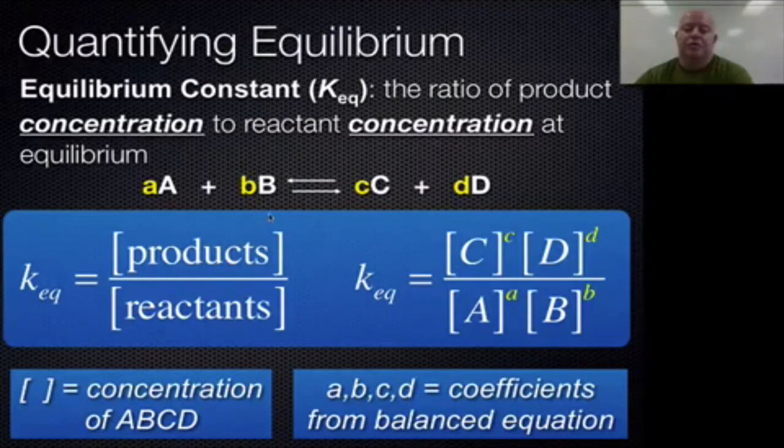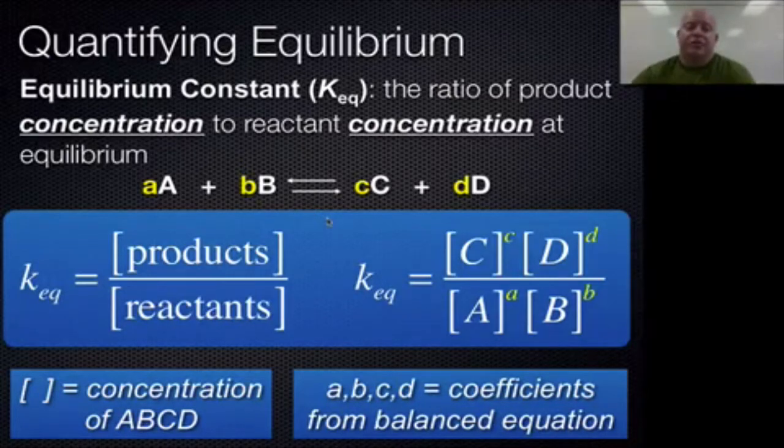Okay, so the first thing we want to make sure we understand is in yellow here, the A, the B, the C, and D, that represents the coefficients from a balanced equation. So this would be like a 1 up front, or a 3 up front, and a 2 up front, and a 3 up front, that kind of stuff. That's what these are. We have our double-headed arrow to indicate equilibrium. So we know we have an equilibrium.